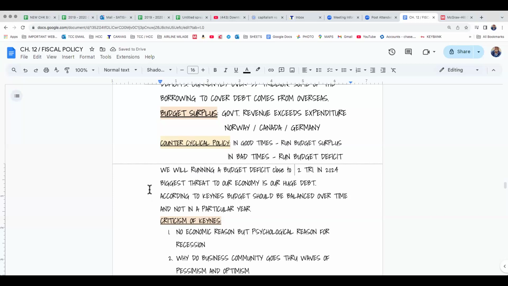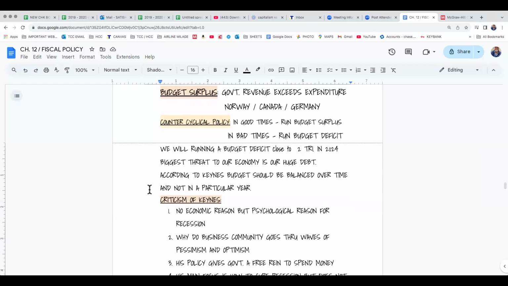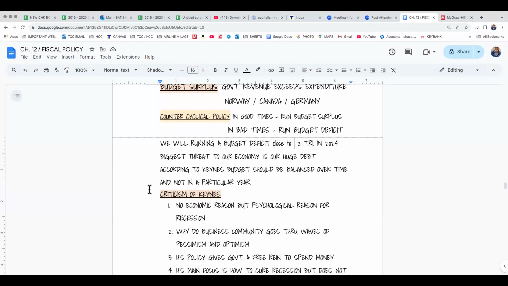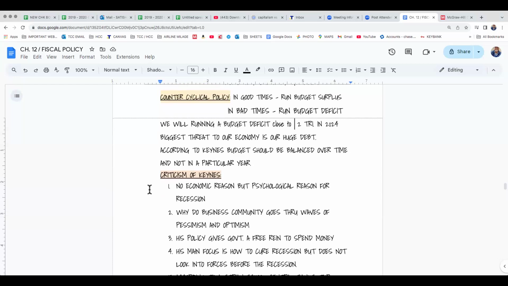Our biggest threat to our economy is our huge debt. According to Keynes, budget should be balanced over time and not in a particular year.